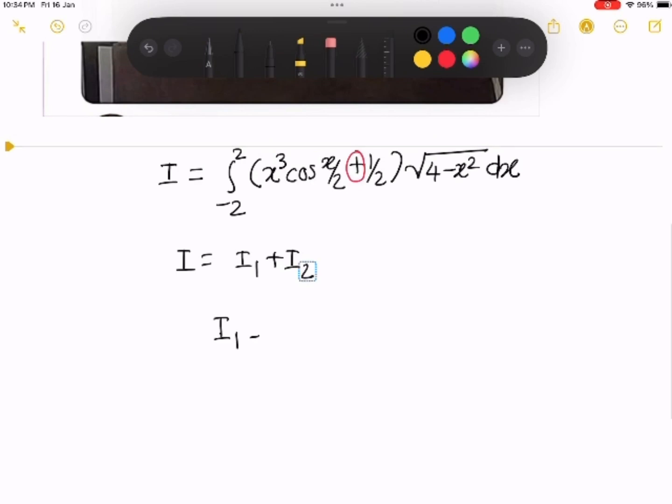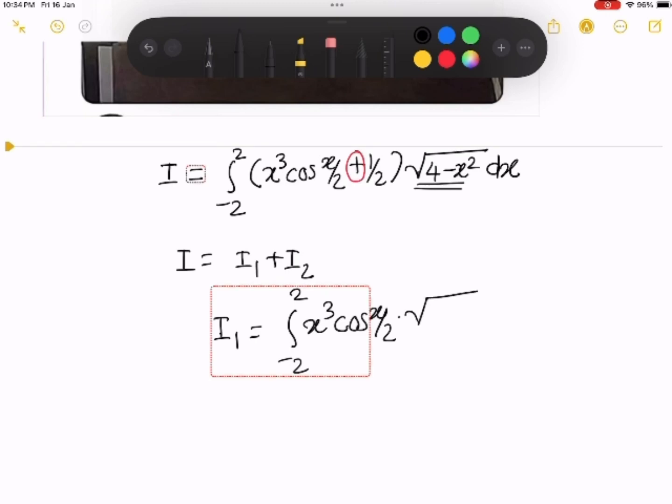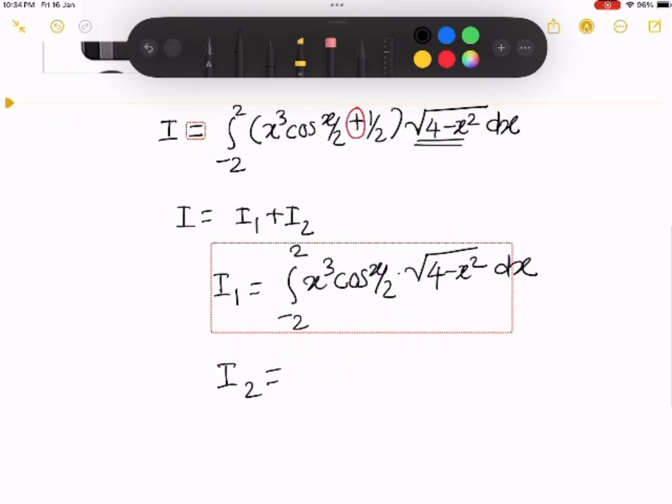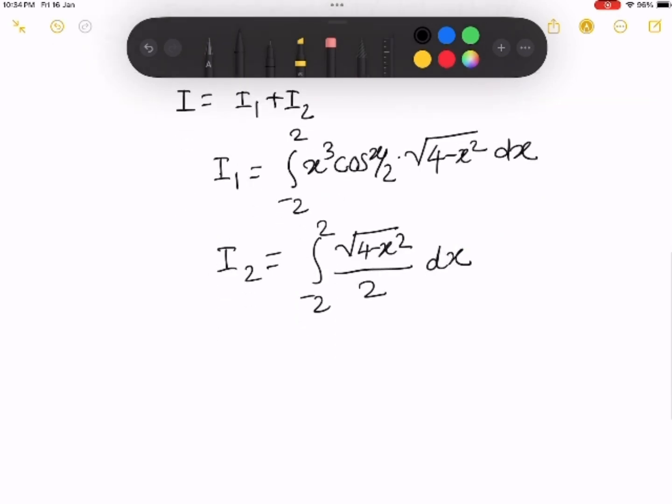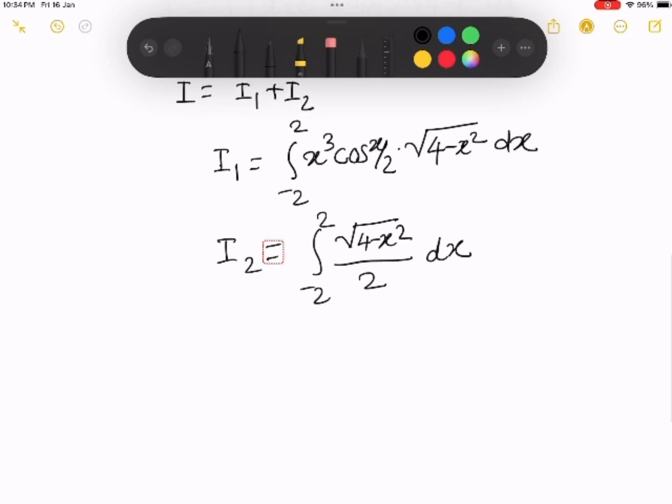So what will be I1, the first part, also multiplied by this term. I1 will be the integral from -2 to 2 of x cubed cos(x/2) times the square root of 4 minus x squared dx. And I2 will be the integral from -2 to 2 of the square root of 4 minus x squared divided by 2 dx. So this will be our I2. Let's take the case of I1.